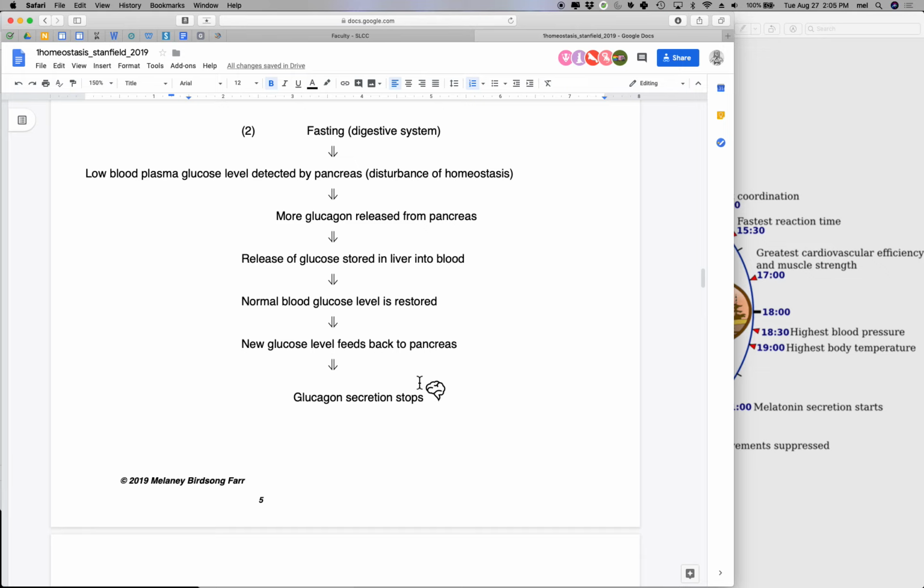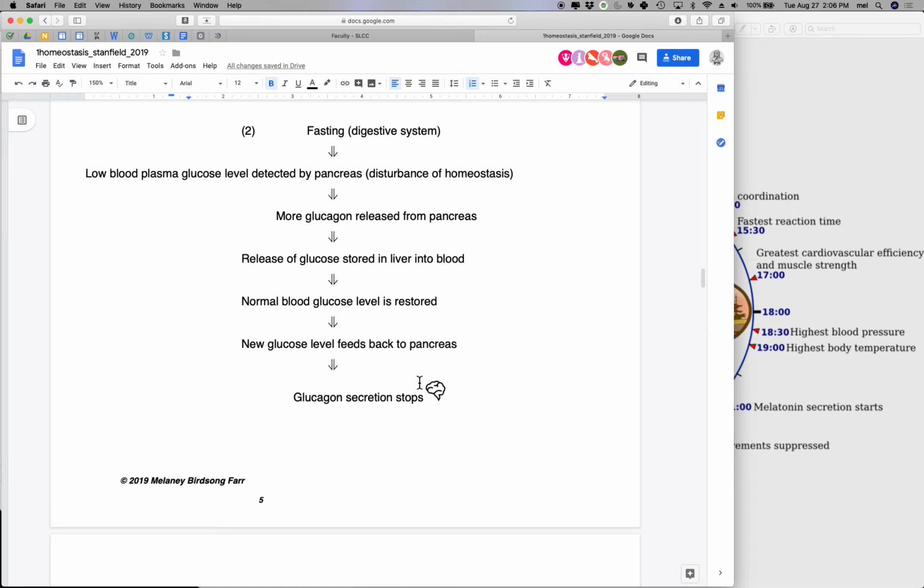So the liver, which is the effector organ, is going to release stored glucose into the bloodstream, and that's going to raise the glucose level, okay? Good. And then what do you have to do? You have to feed that new glucose level back into the system to know when to stop releasing glucagon, or else you're going to create another problem. Does that make sense?